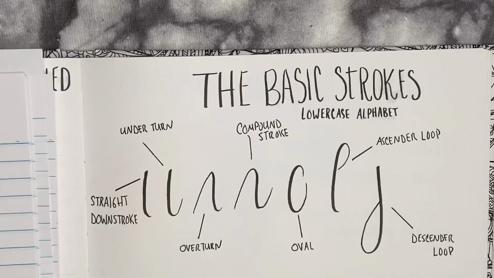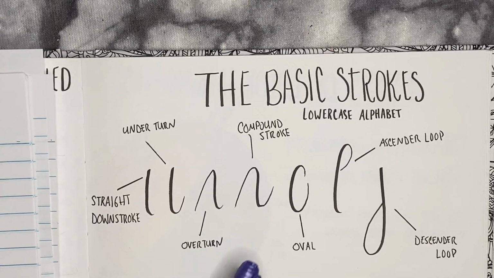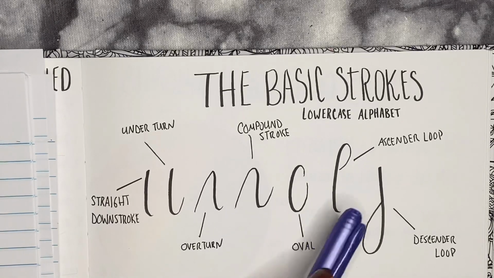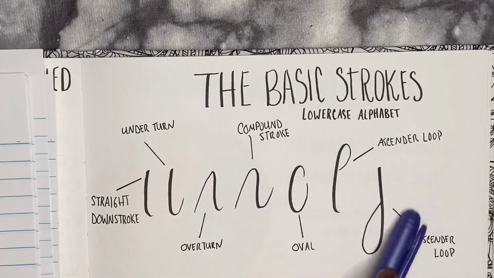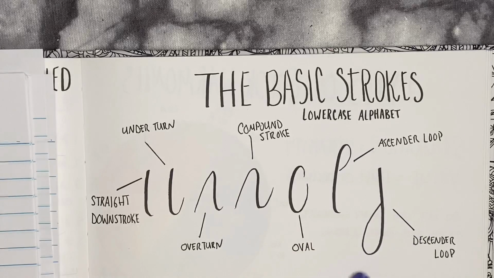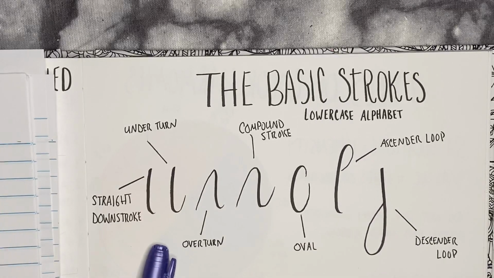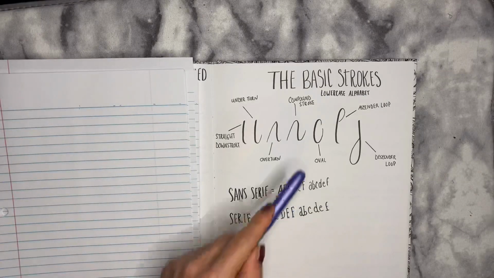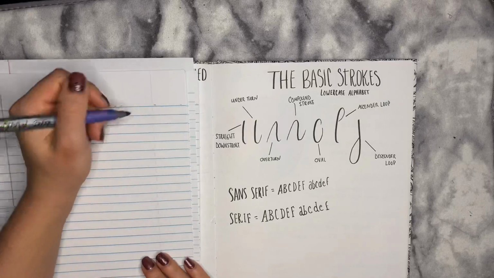Now let's go over some basic strokes. These aren't the only strokes, but this is a great starting point. If you're starting out, you can change up these strokes, like I said, but sticking to these at the beginning makes it much simpler and easier to understand. So if I want to make the letter D, I'm going to take an oval and an ascender loop, and I'm going to combine the two.